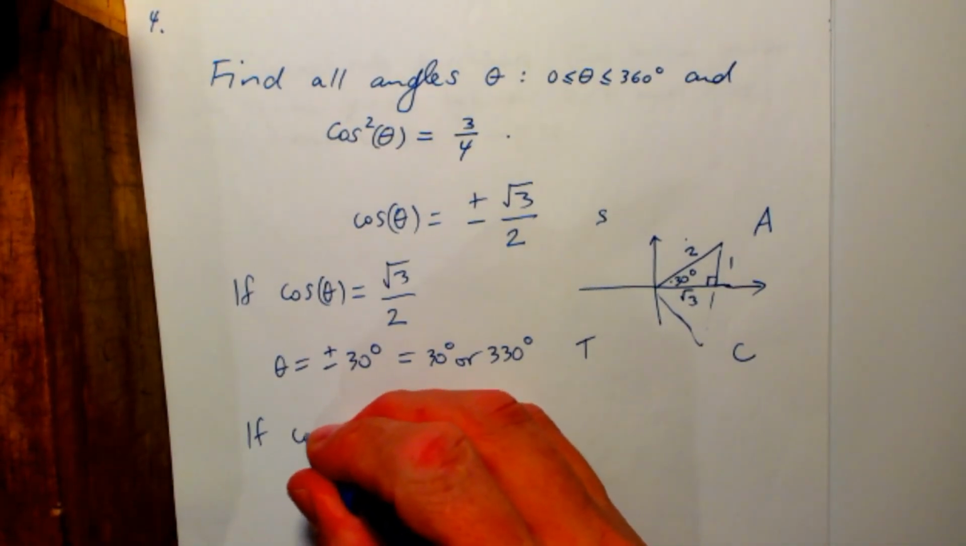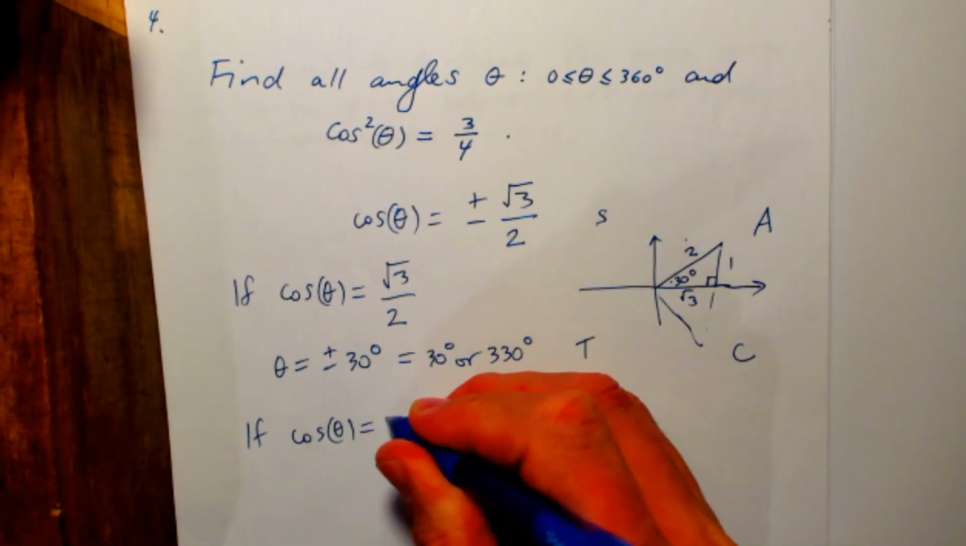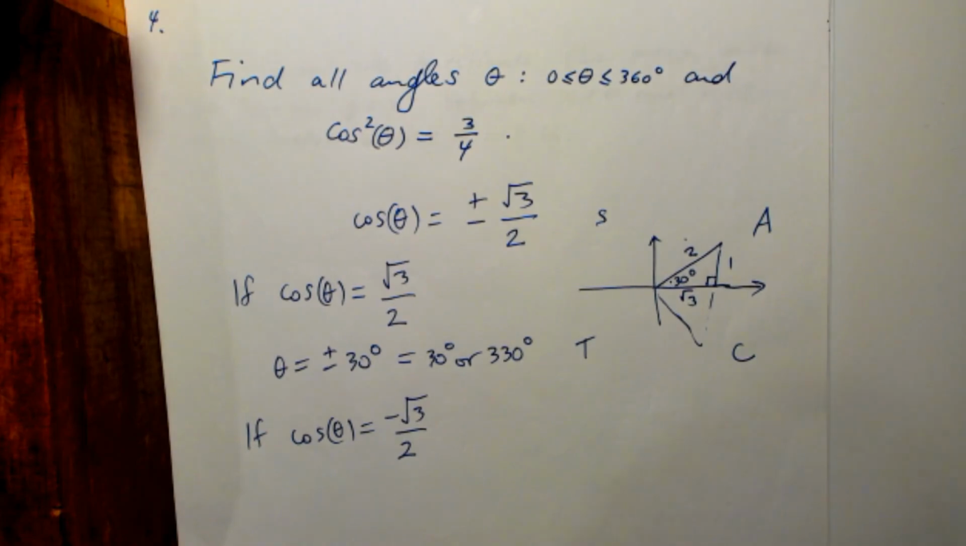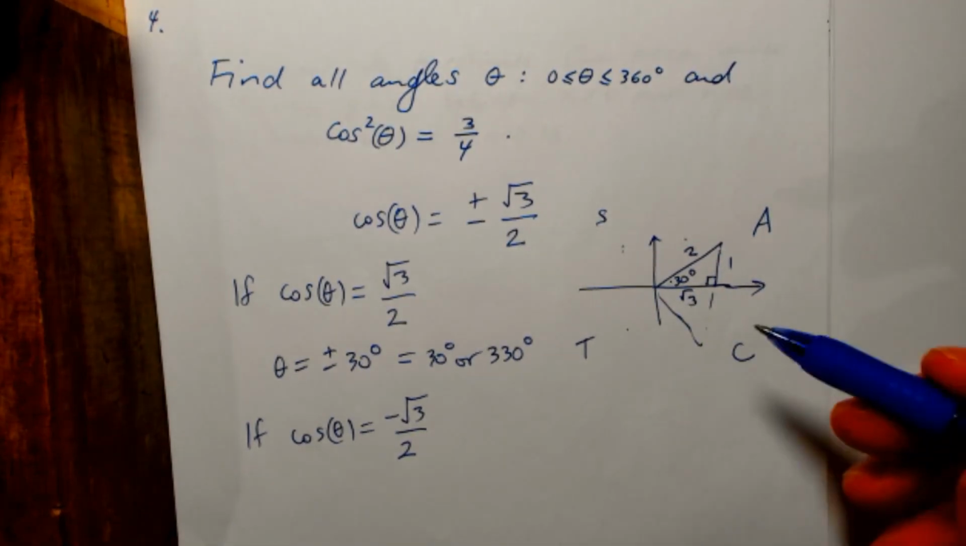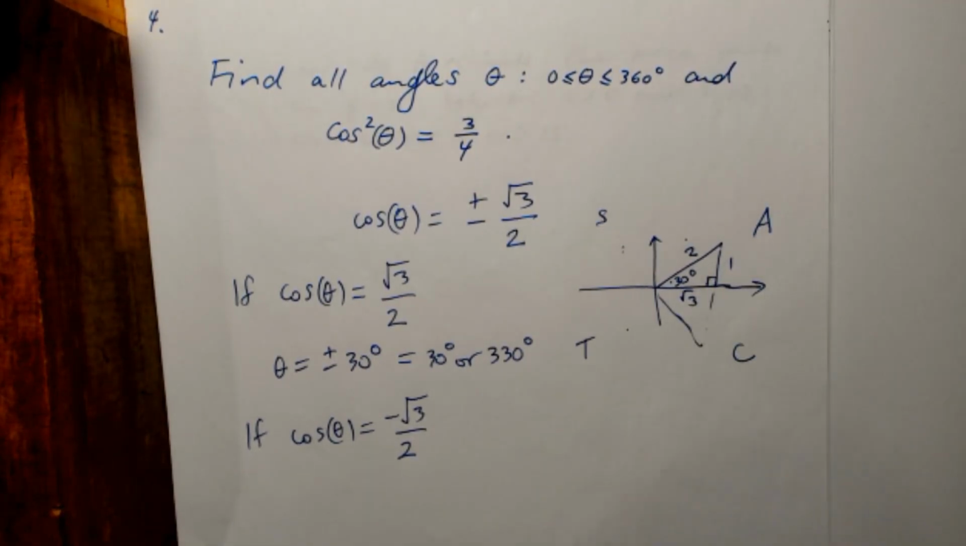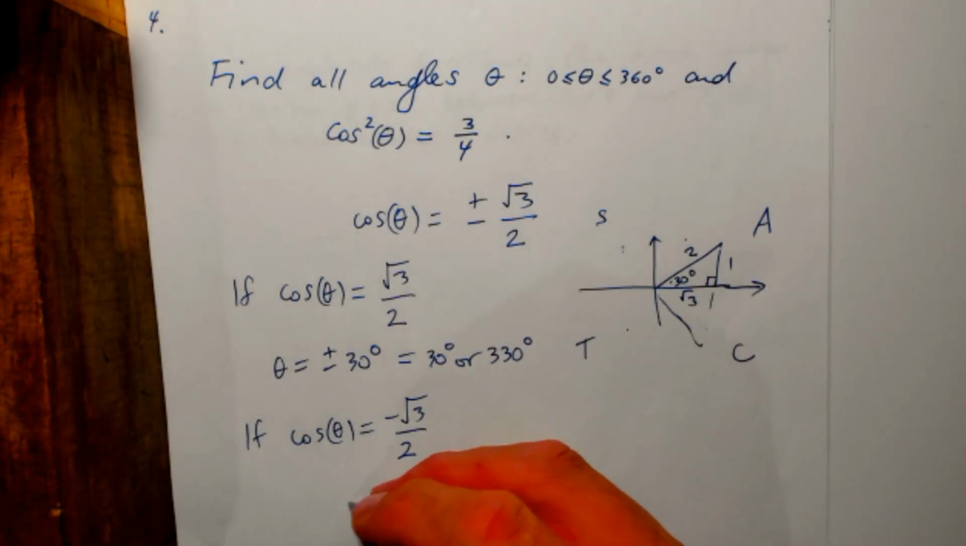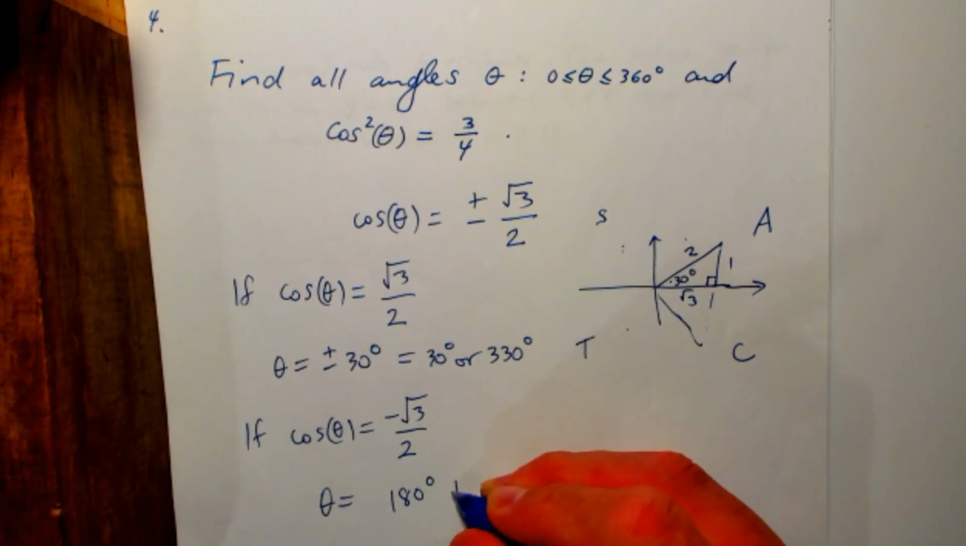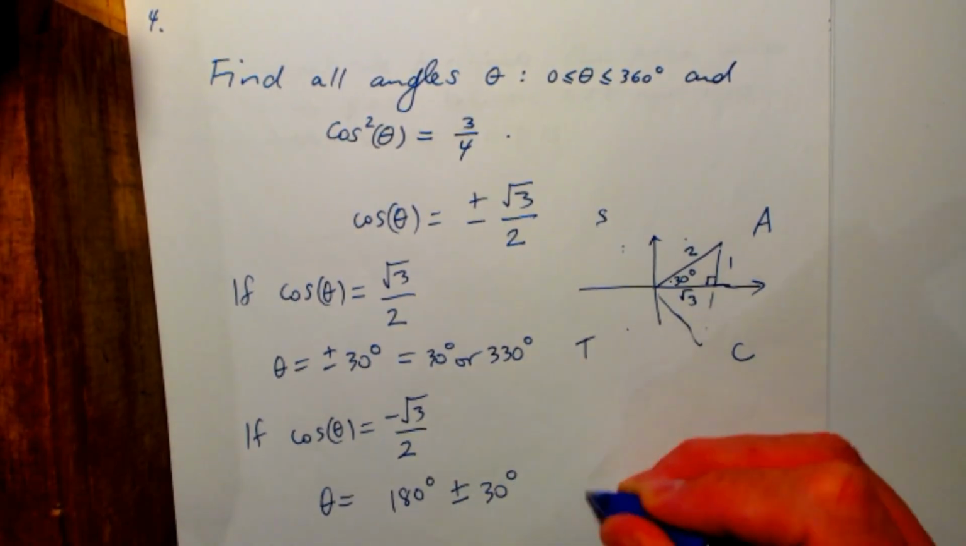Next, if cos theta is minus root 3 on 2, well, we have the same triangle ratio, but the difference is it's in this or this quadrant because cosine is negative there. So in this case, theta would be equal to 180 degrees plus or minus 30 degrees.